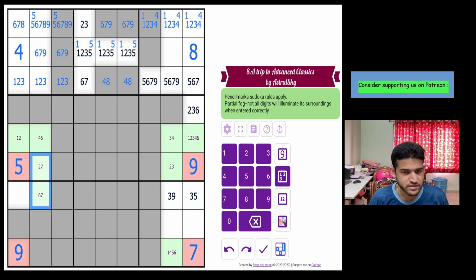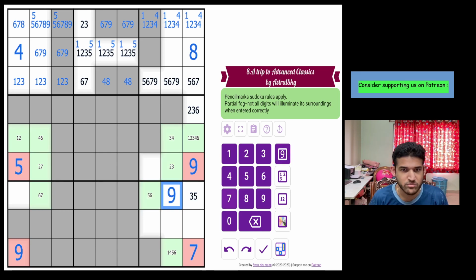So this can't be a 3. So that is a 9. And that has uncovered one more cell. 9, 9, this is not 9. So in row 3, 9 goes here. And that has uncovered even more cells.